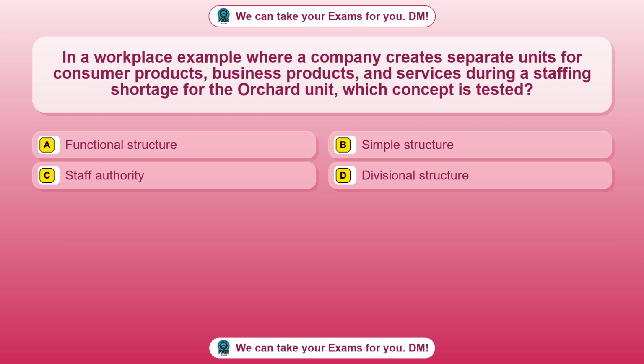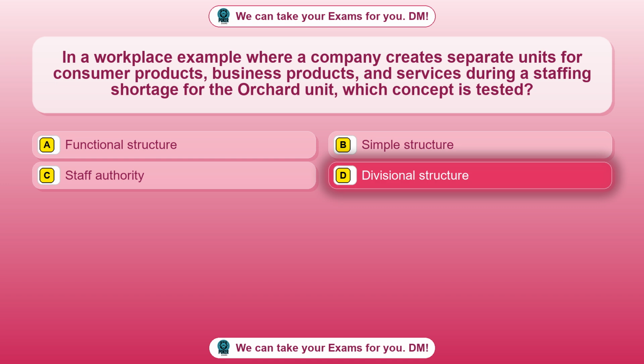Question 36. In a workplace example where a company creates separate units for consumer products, business products, and services during a staffing shortage for the Orchard unit, which concept is tested? Option A, functional structure. Option B, simple structure. Option C, staff authority. Option D, divisional structure. The correct answer is option D, divisional structure.